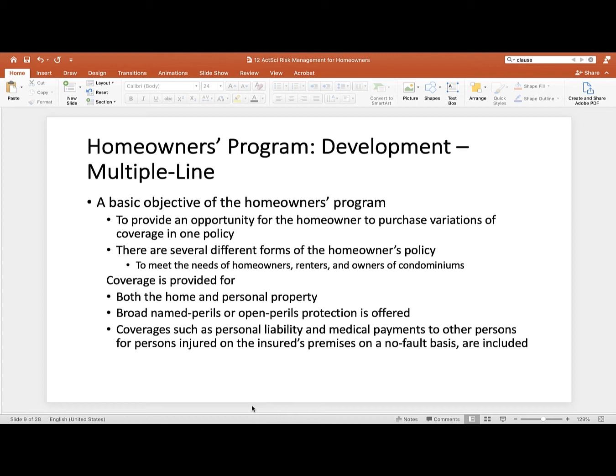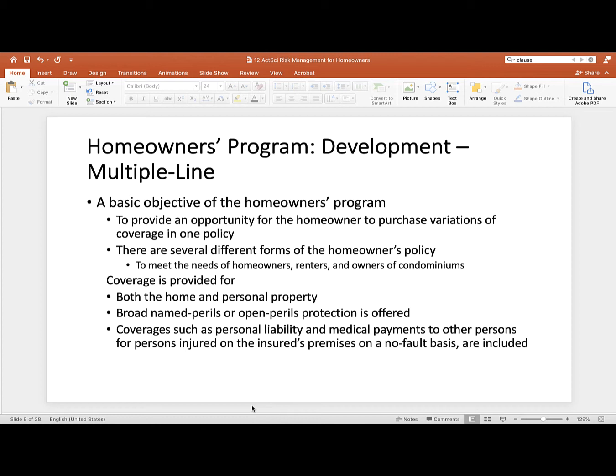So again, what's the next thing in the list? Broad named perils. Of the things that are covered, we've got broad named perils and open perils protection offered. Open perils is also known as all risk. It used to be known as all risk, and some people still call it all risk. It basically covers everything unless it's specifically excluded. So with an all risk policy, you have to look at the exclusions to see what's excluded. If it's excluded, it's excluded, and if it's not excluded, then it's covered.